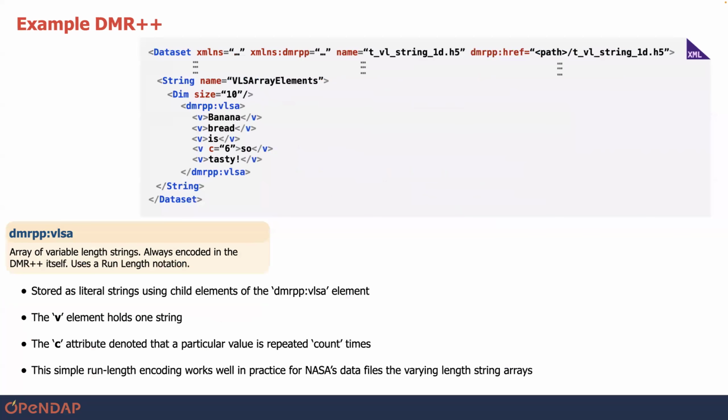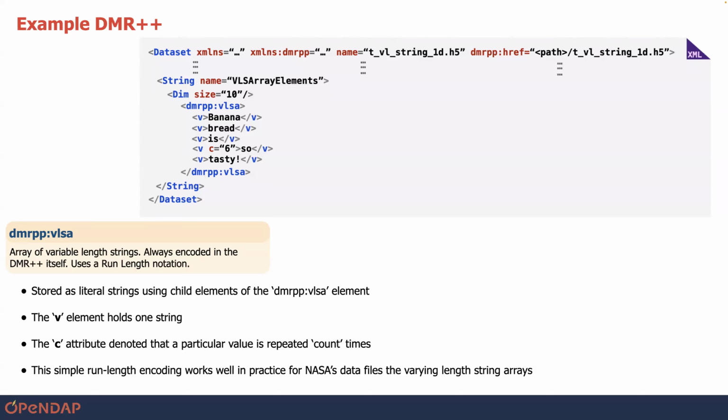Also, there are varying length string arrays. In that case, we actually encode the values using ASCII and XML elements. We use the element V to wrap a particular value, and we use the optional attribute C to indicate run length encoding. In this example, the array contains 10 elements.